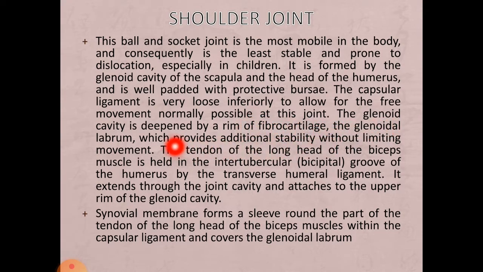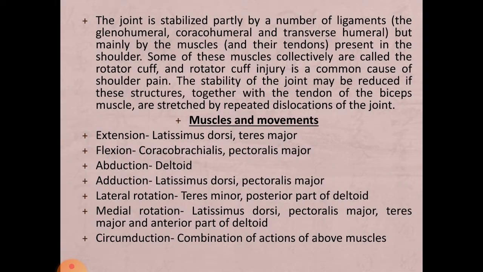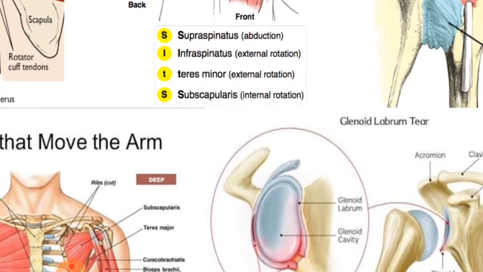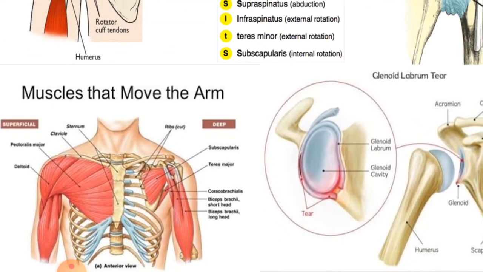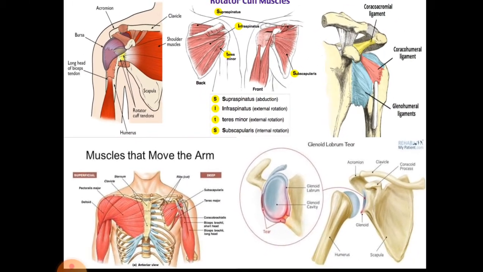The glenoid cavity is deepened by a rim of fibrocartilage that is called the glenoid labrum, which we just saw in the image. This fibrocartilage rim is deepening the glenoid cavity, and we are calling it the glenoid labrum.